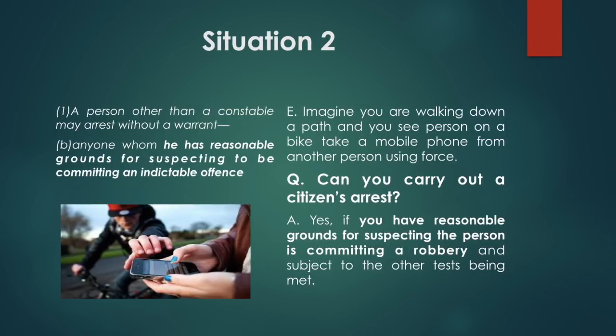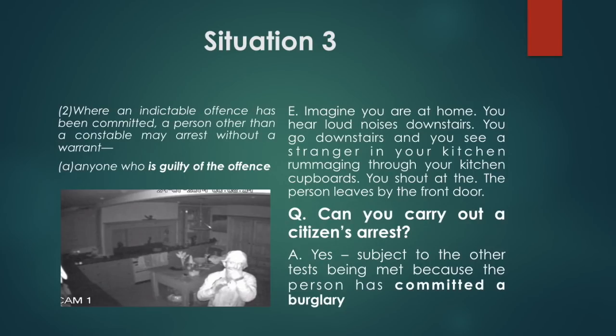If you have reasonable grounds for suspecting the person is committing a robbery, and subject to the other test being met. Let's look at situation 3. Section 2A says, where an indictable offence has been committed, a person other than a constable may arrest without a warrant anyone who is guilty of the offence.